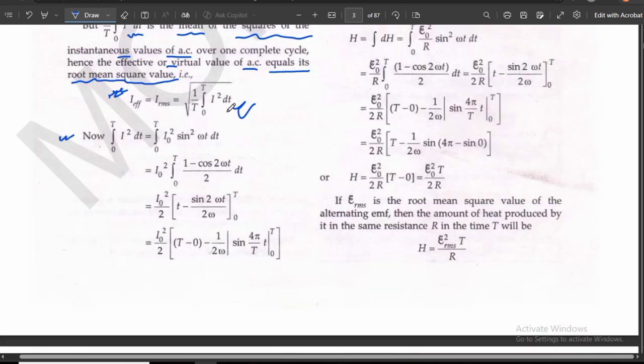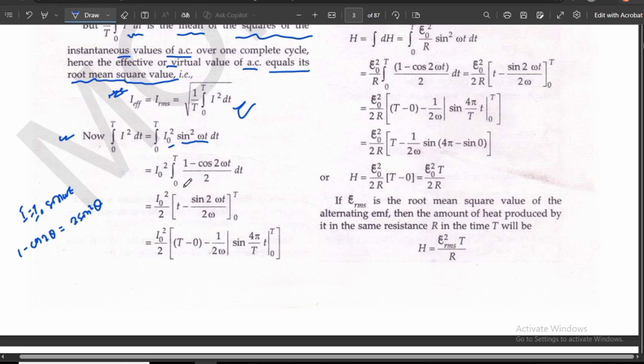Now let's find the integral 0 to T of I square dt. So integration 0 to T, I is our I naught sine omega t. So I square will be I0 square sine square omega t dt. I0 is constant, so let's take I0 square outside. Now sine square omega t. We know that 1 minus cos 2 theta equals 2 sine square theta. So we can replace sine square theta with 1 minus cos 2 theta divided by 2. In this case it would be 1 minus cos 2 omega t divided by 2.